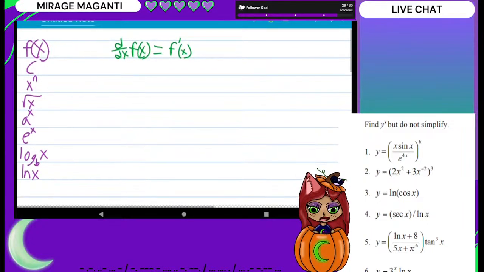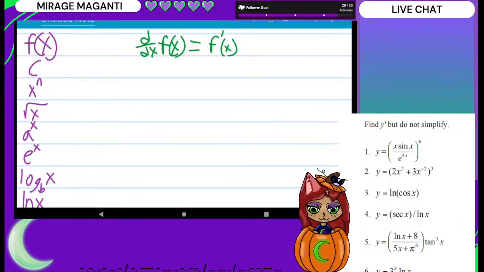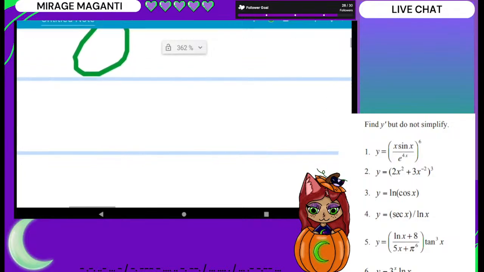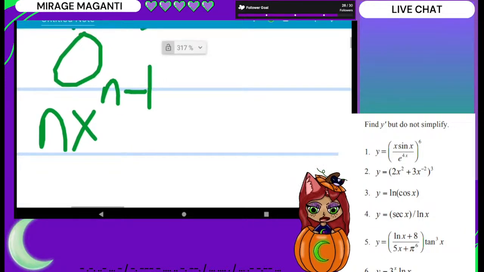And so the derivative of c, c is our constant. C stands for literally anything. It could be 5, it could be 22, it could be 50 million thousand, as long as it does not include our dependent or independent variable. So if it doesn't include x, it's c, and the derivative of c is always 0. So easy to remember. The derivative of x to the n, n being any real number, would be n in front, so n times x to the power of n minus 1.